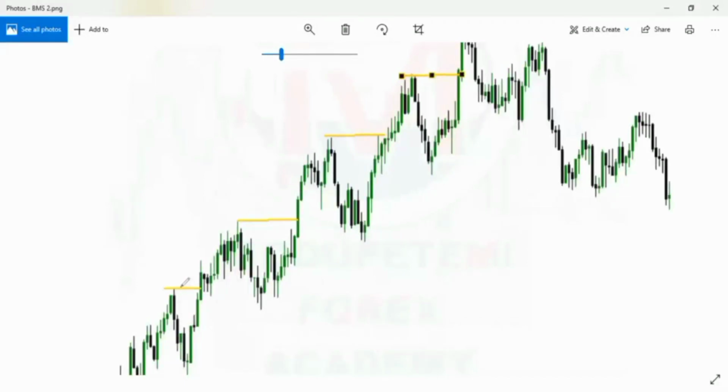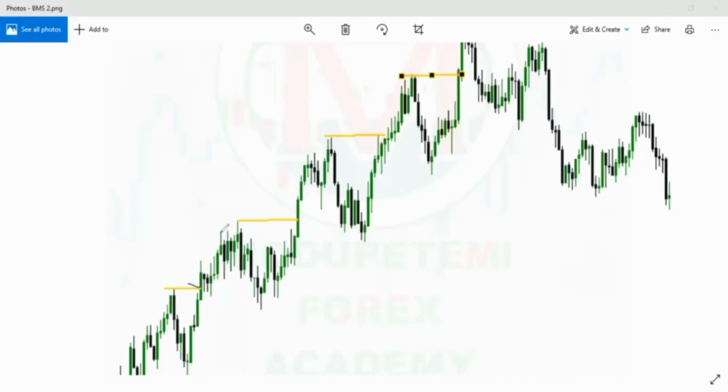So this is our BMS here, right? And when we have our BMS here, we take note until we have a swing high here, right? A swing high could have been this one. Now remember, the last swing high that broke the market structure will always be your higher high, right? And the last swing low.